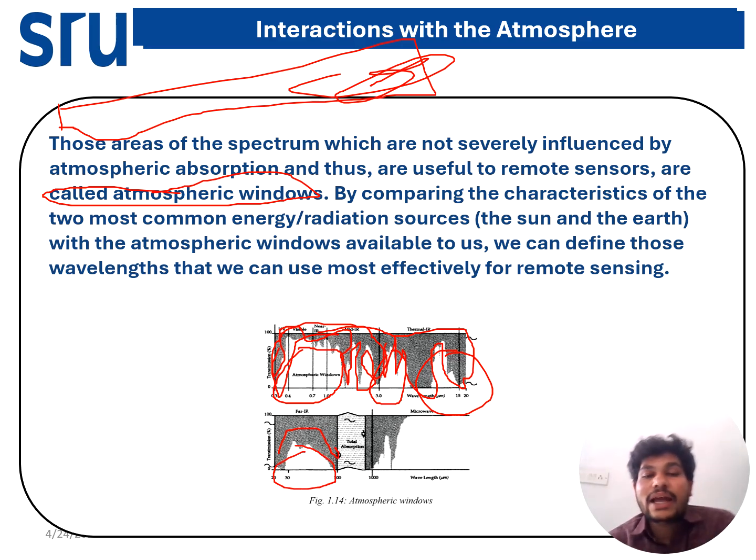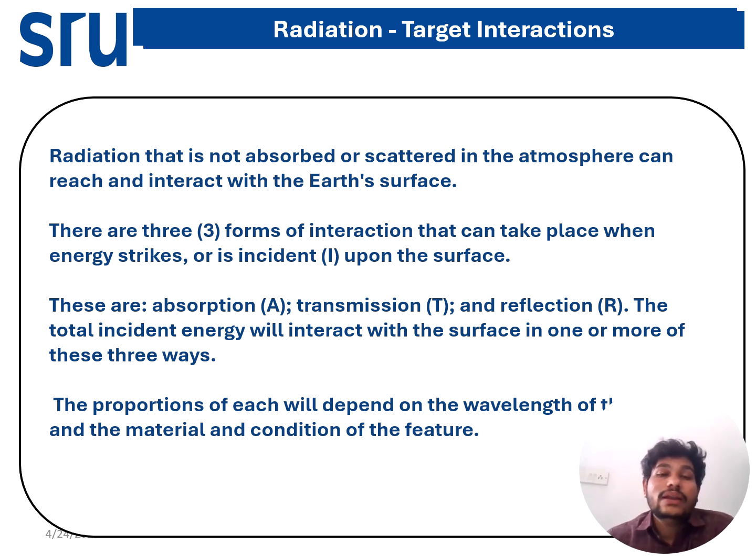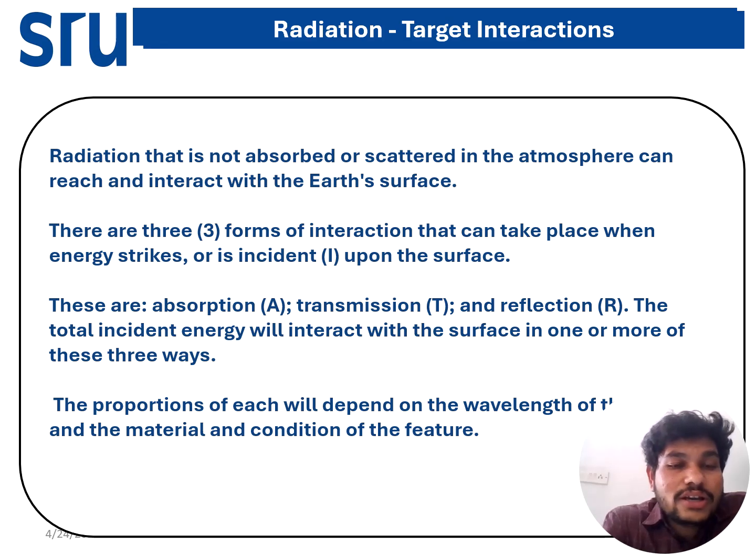By comparing the characteristics of two common radiation sources, earth and sun, with the atmospheric window available to us, we define those wavelengths which are most effective for remote sensing. And the radiation which is not absorbed or scattered in the atmosphere will reach the earth surface and interact with the different objects present on the surface. When it comes to the earth, there are three forms of interaction we will see with the target or the object present on the surface.